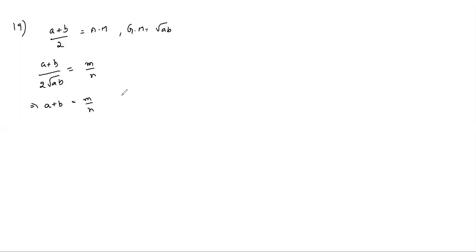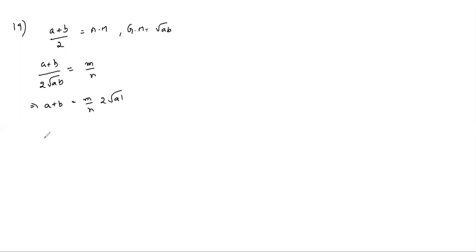So let the numbers be A and B. The arithmetic mean is (A plus B) by 2, and the geometric mean is root AB. The ratio is given: (A plus B) by 2 root AB is M is to N. Now we have to find the numbers A and B. So from this we write A plus B equals M by N into 2 root AB.